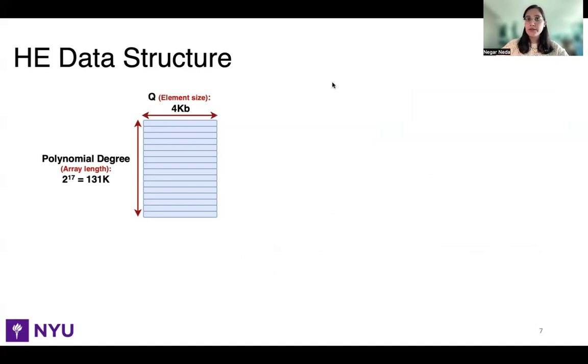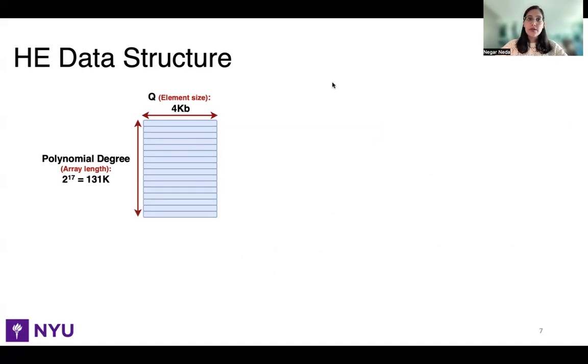Let's start with how the data looks in homomorphic encryption. So the input in homomorphic encryption is like an array that has a polynomial degree of 2 to the 17, or it's an array with 2 to the 17 elements, where the size of each of these elements can be up to 4 kilobits. Well, this is a really big input.